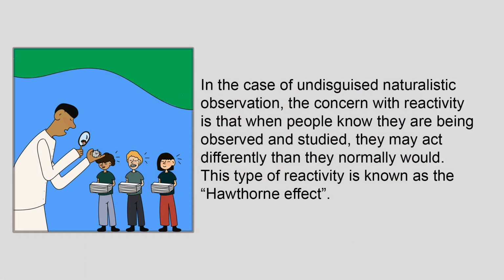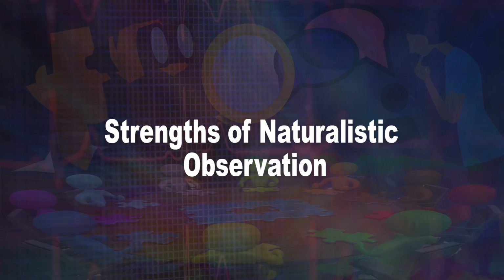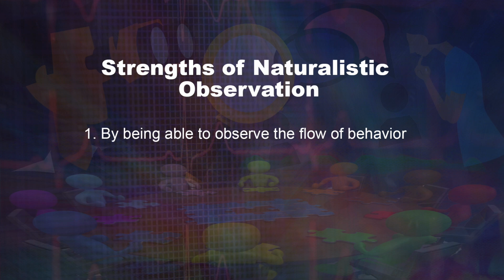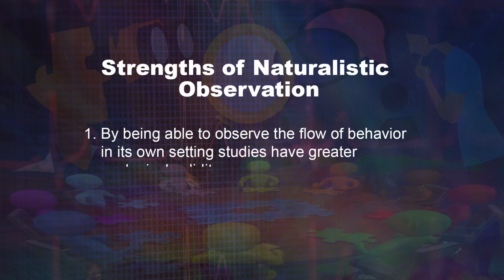In the case of undisguised naturalistic observation, the concern with reactivity is that when people know they are being observed and studied, they may act differently than they normally would. This type of reactivity is known as the Hawthorne effect. Strengths. By being able to observe the flow of behavior in its own settings, studies have greater ecological validity.